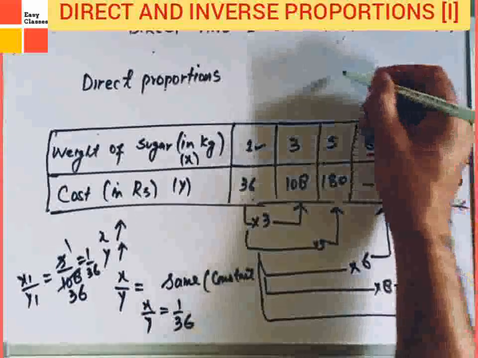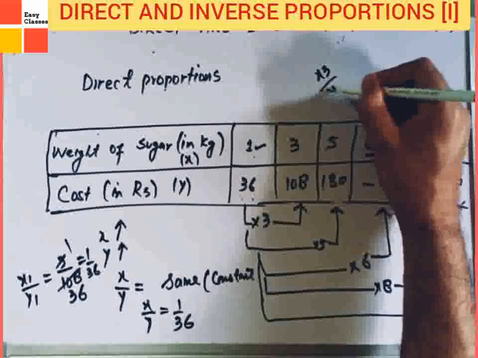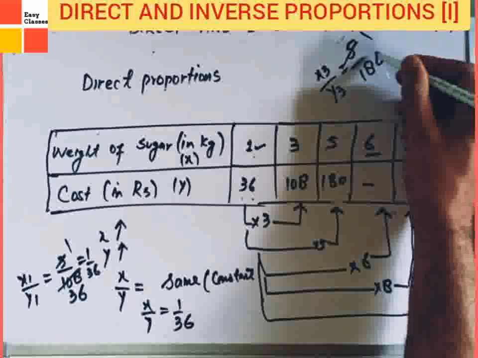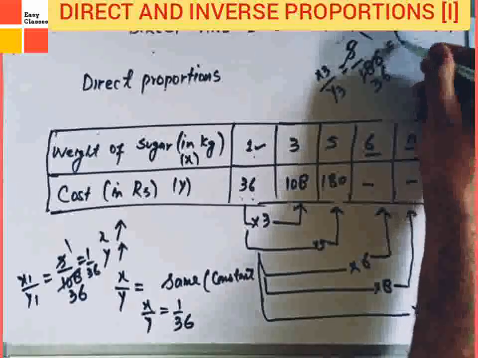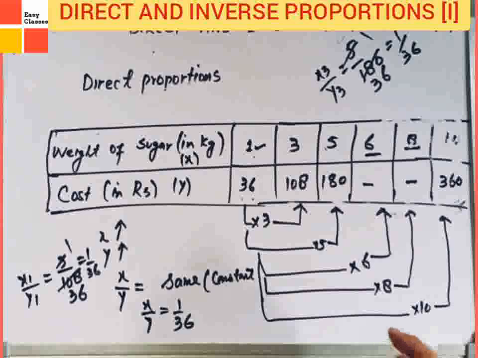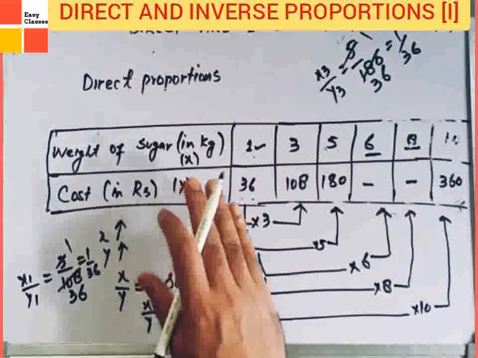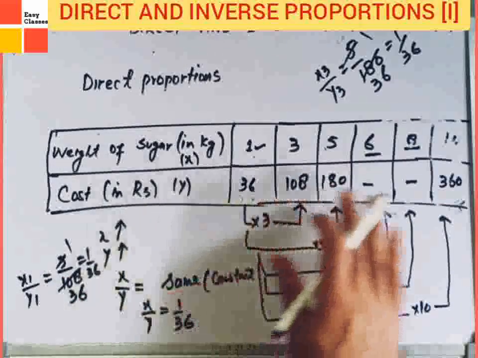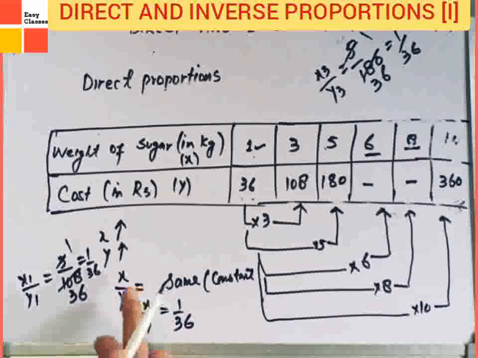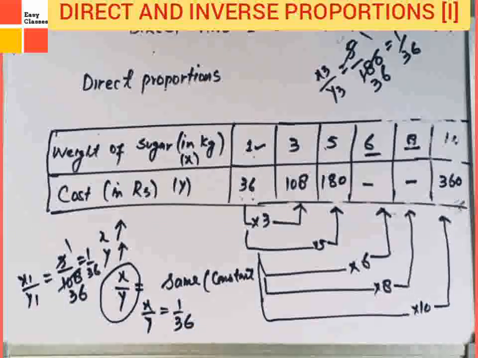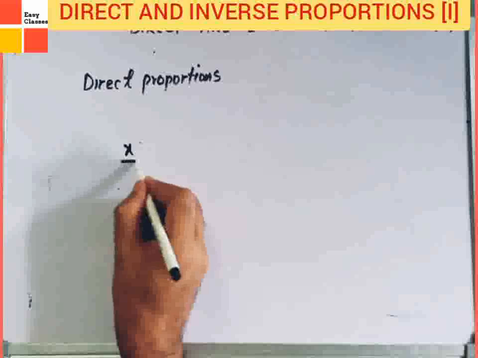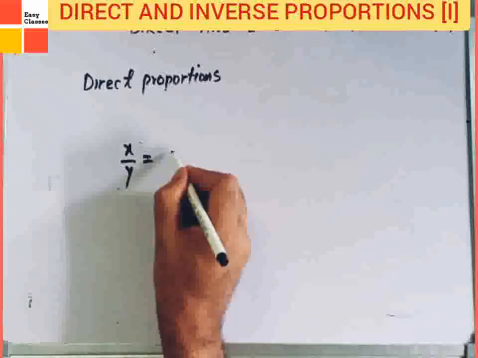Okay, see here. Say for example, this is x3 y3. That is equal to 5 divided by 180. 5 1s are 5, 5 3s are 15, 5 6s are 30, so this is also equal to 1 divided by 36. So the point is, as the value of x increases, the value of y also increases, but this ratio, the value of x by y, remains constant. Okay, that remains constant. So we are here that x by y is always equal to constant.